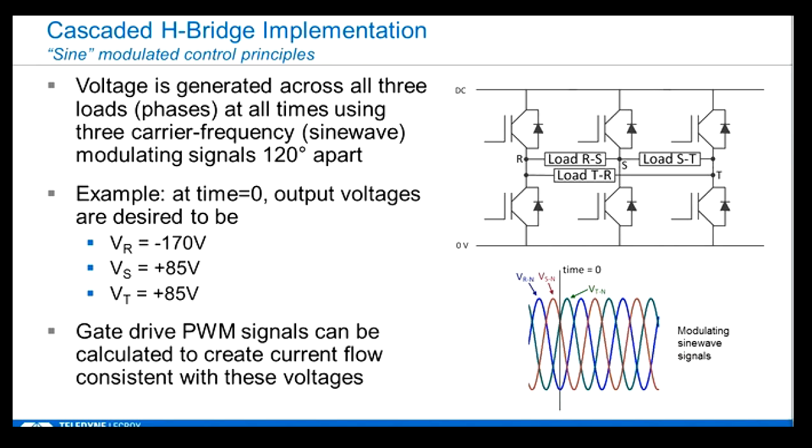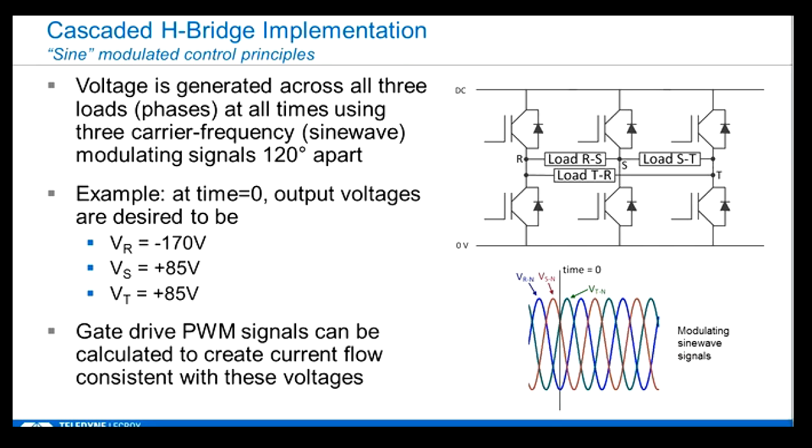So I talked about a few different control techniques. With this cascaded H-bridge, if we were going to do a sine modulated control, which is generally a very simple control using a carrier and a modulating sine wave, as we described earlier, I'd really have three different modulating sine waves, one for each of these loads. They would be shifted to be 120 degrees apart because the three-phase signals need to be 120 degrees apart. And I would essentially employ three different triangle carrier frequencies with three different modulating waveforms.